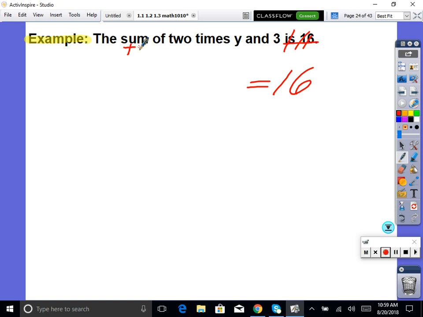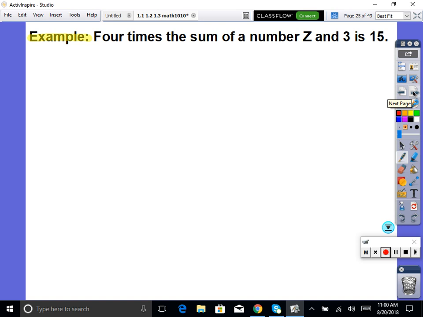Everybody good? Now let's read this next one very carefully. I hope you're focusing because this one versus the last one can throw people off. 4 times the sum of a number z and 3 is 15. So let's work backwards like we've been doing. Equals 15. 4 times the sum. So you're saying that it's 4 times all that stuff. Yes. 4 times the sum of some number z and 3 equals 15. Does everybody see the difference in the wording of this one versus the last one? A little tricky, but it just comes with practice.